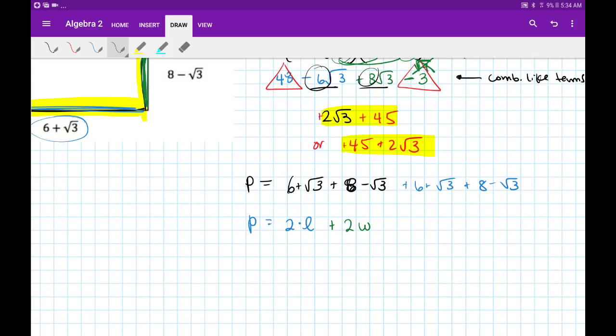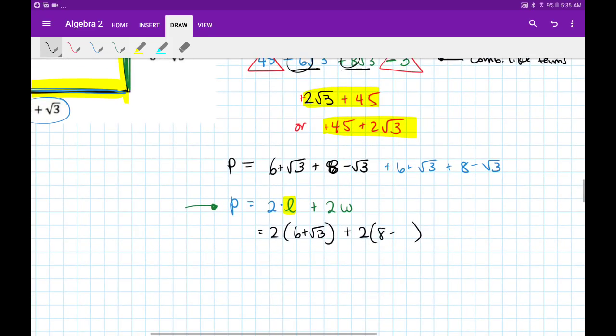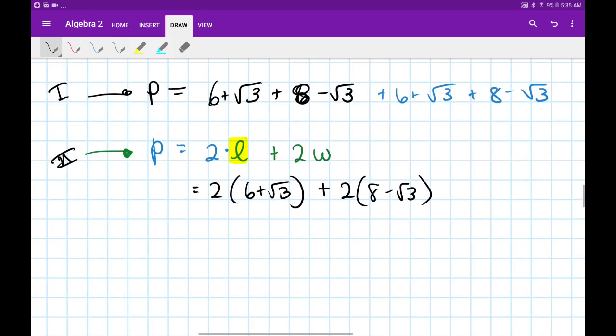So I'm going to use the second one because it's a little more challenging. We have multiplication and addition, so let's practice plugging in. So my length in this case is 6 plus root 3. And then my width would be 8 minus root 3. But please understand that this method, number 1, and this method, number 2, will give us the same solution.